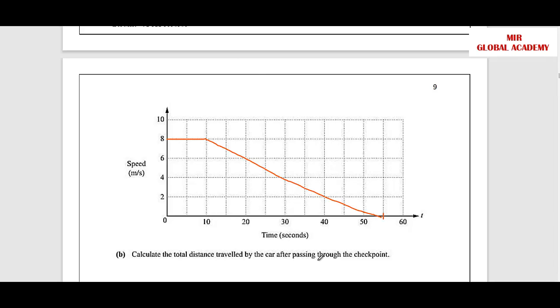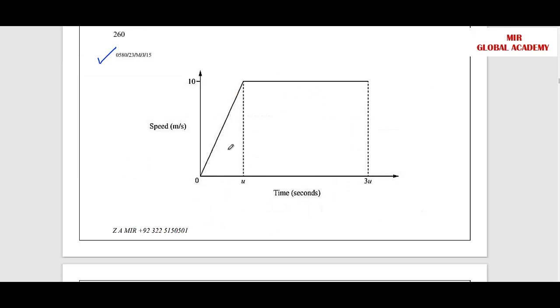Now calculate the total distance traveled by the car after passing through the checkpoint. So the total distance is basically the area under this graph, and this is a trapezium again. The area of a trapezium is half times height times the sum of parallel sides. Height is the distance between the two parallel sides. It is 8, and the sum of the parallel sides: one side is 10 and the second side is 55. So the total distance covered is 260 meters. Write the unit of distance, not the area.